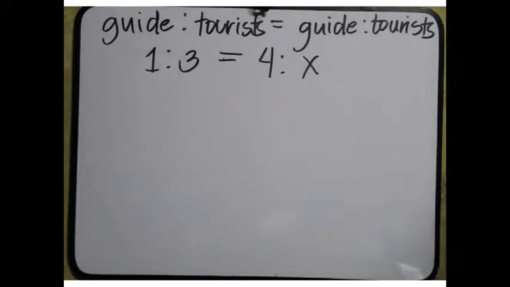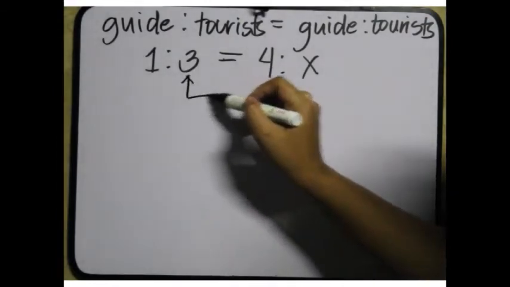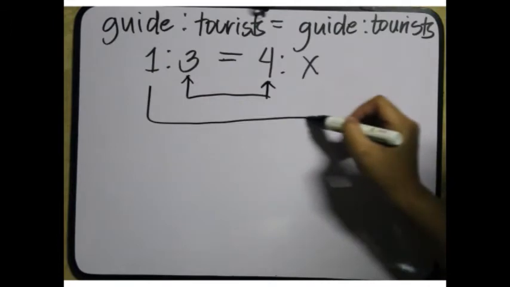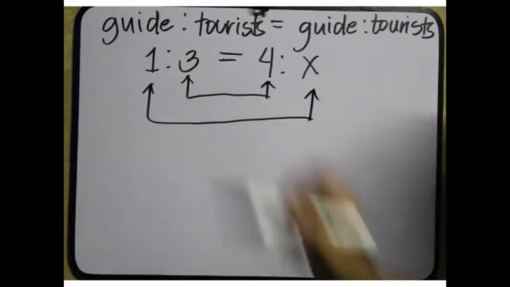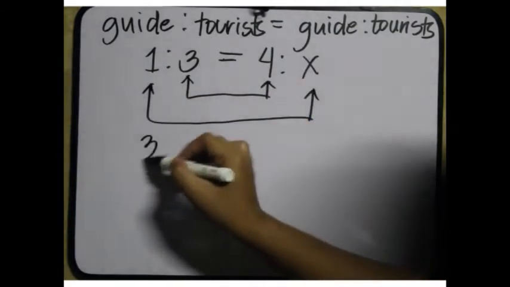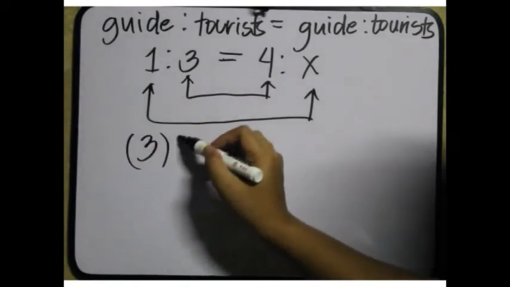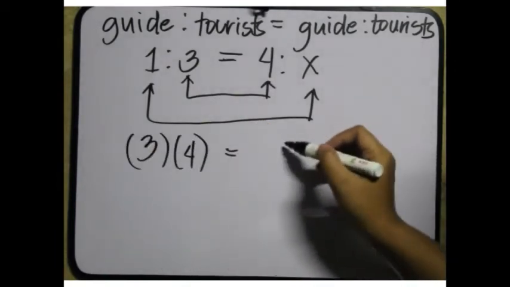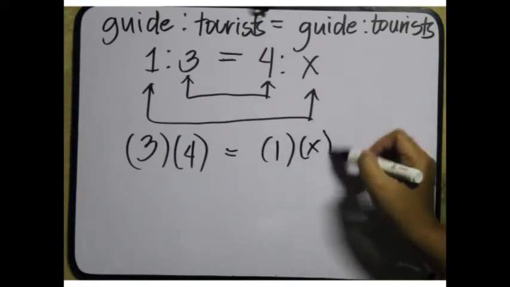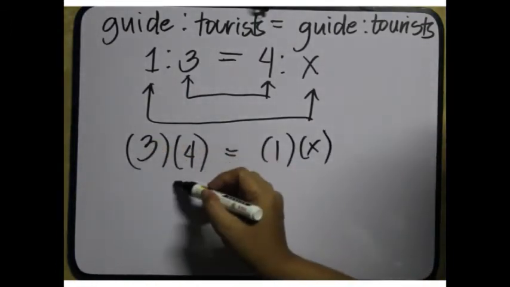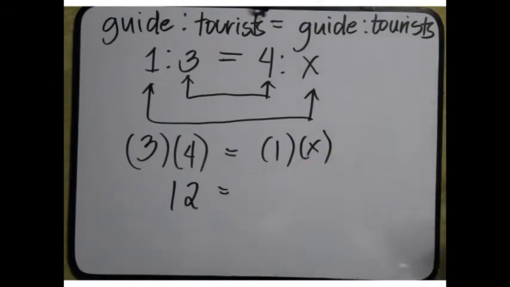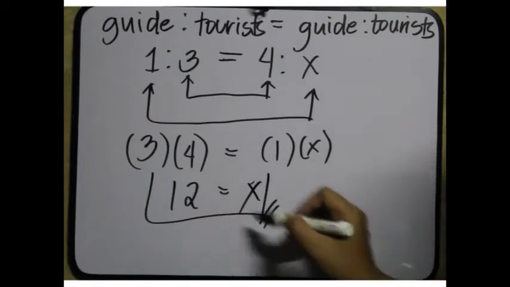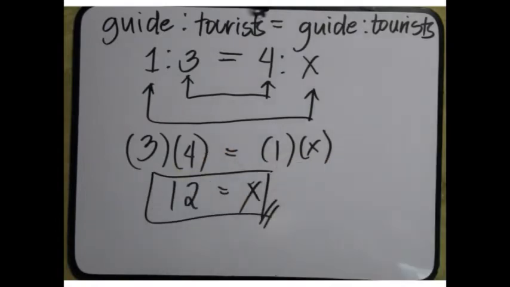Now, for direct proportion, as I said a while ago, that will be the product of means and means, extreme and extreme. So 3 multiplied by 4 is equal to 1 multiplied by x. Okay, so 3 times 4 is 12, is equal to 1 times x, which is x. So therefore, if you will have 4 guides, then you can bring 12 tourists.